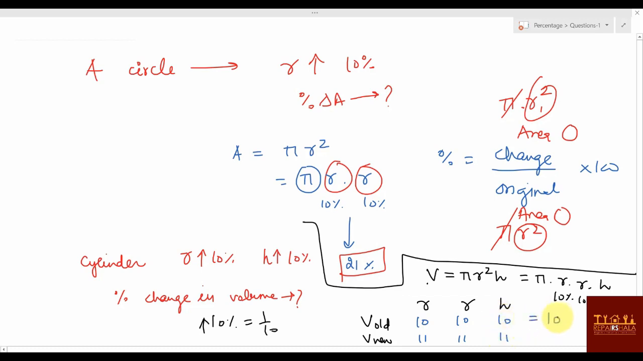1000 volume is becoming how much? 1331. How much change is happening? 331. And how much percentage change? 33.1%. I am writing this thing on the next page. The percentage change from 1000 to 1331 will be 331, and that is a 33.1% change. So you can apply this for anything. You can apply for the volume of a cuboid, the multiplication of 4 variables, the multiplication of 5 variables.